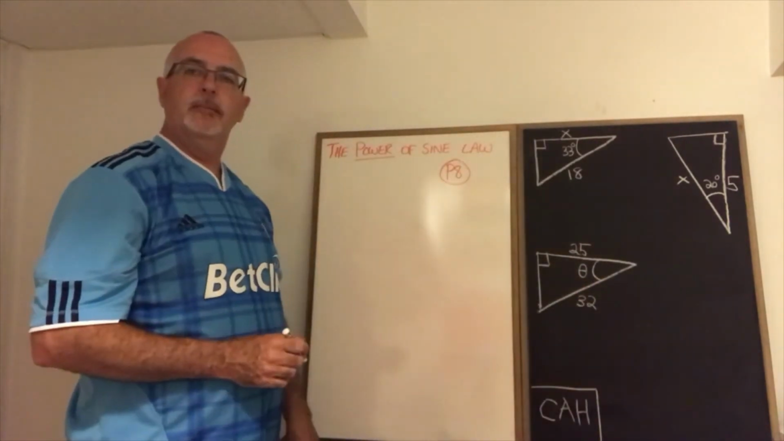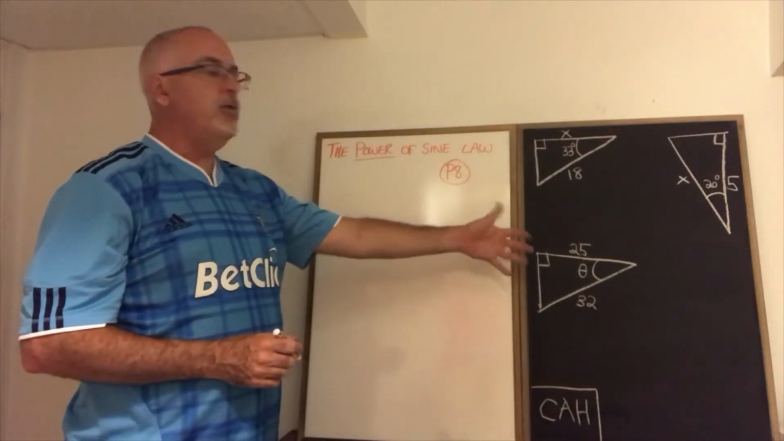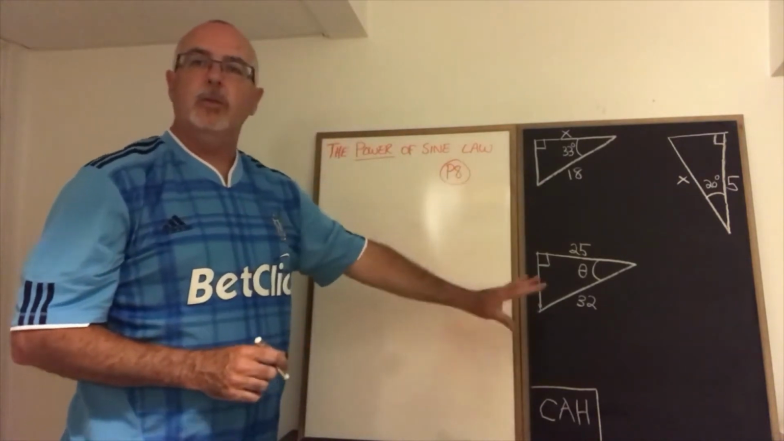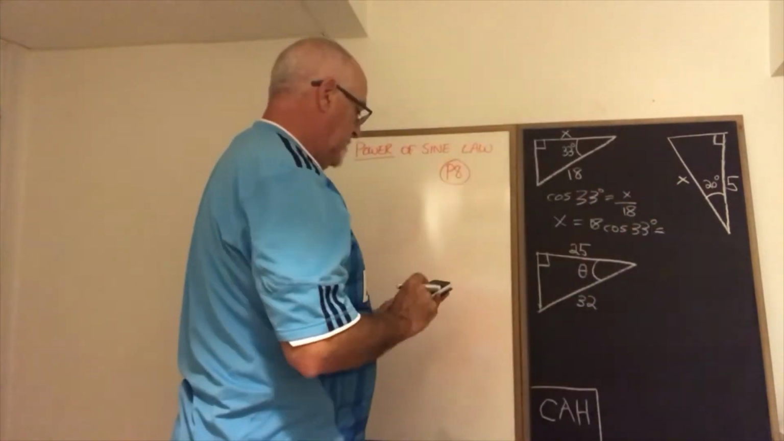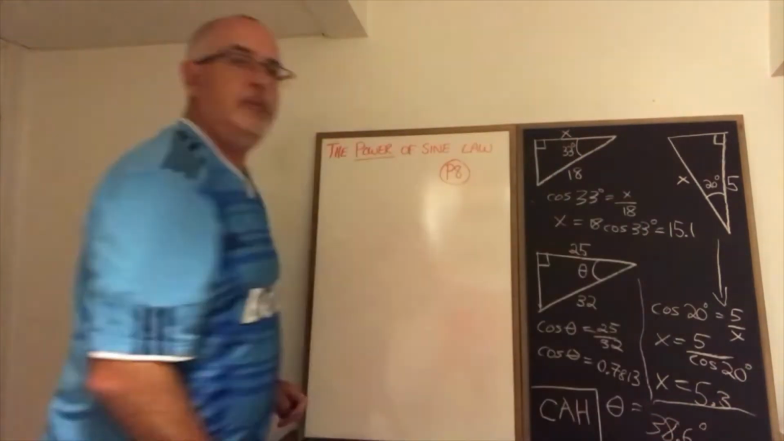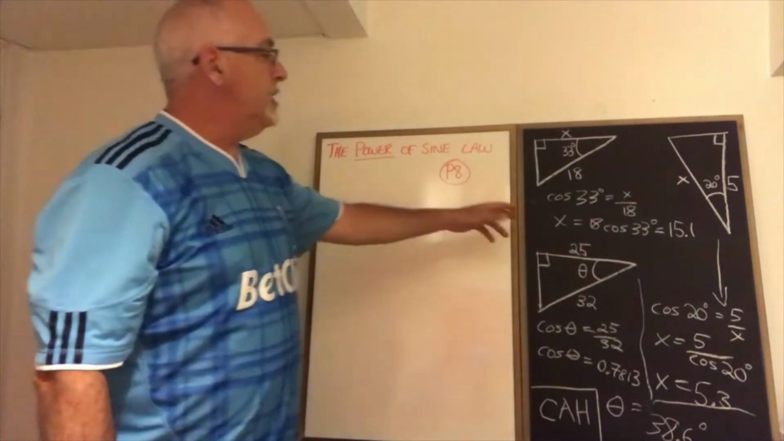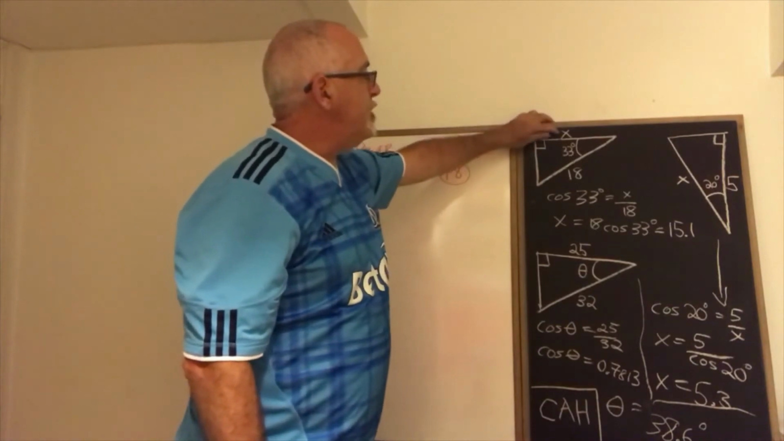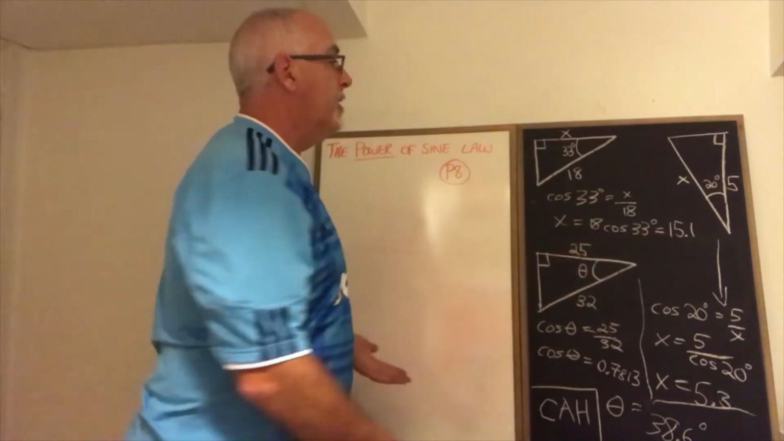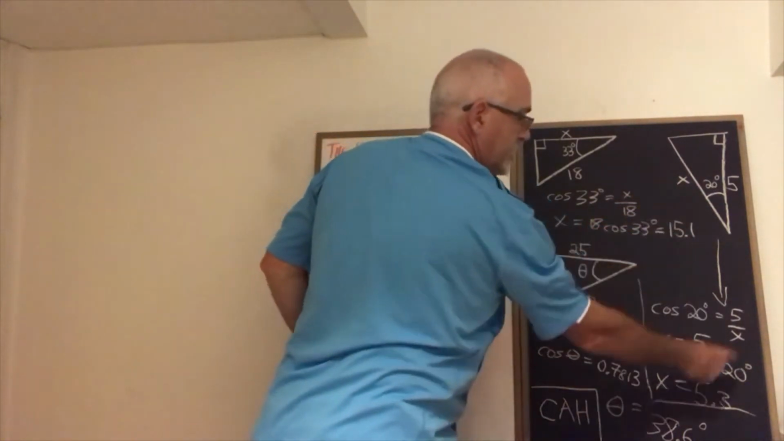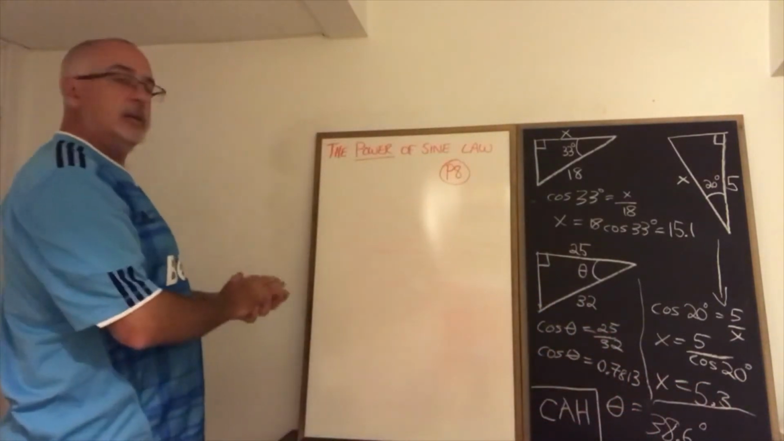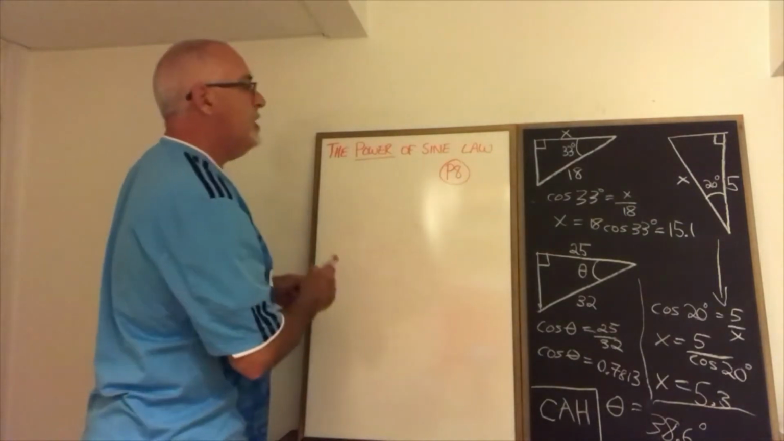Okay, now we have three triangles set up that can be solved with the CAH formula. I'll solve these really fast with that formula. Okay, so using the CAH formula, I found that the side adjacent to the 33-degree angle here has to be equal to 15.1 units in length. This hypotenuse has to be 5.3 units in length, and this unknown angle is 38.6 degrees. Let's see if we can use sine law to solve these three problems.